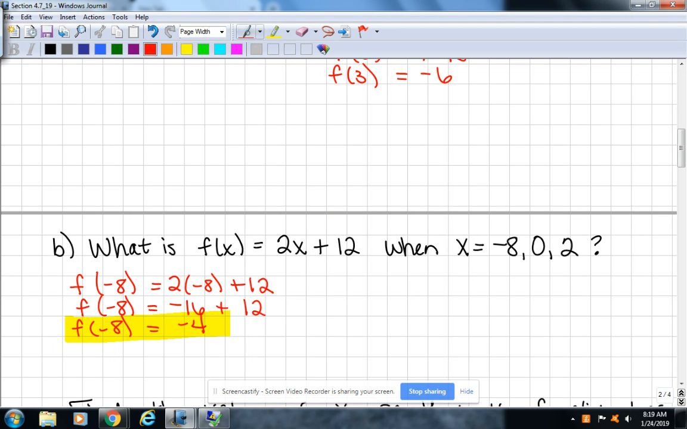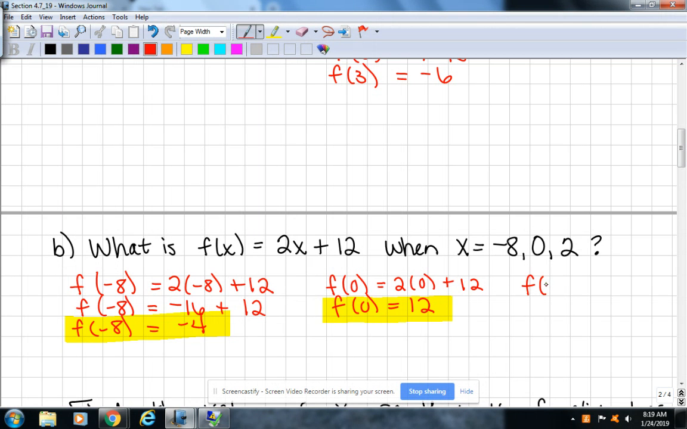Okay? Then I'm going to do the same thing with the other x values. So next we plug in which one? 0 for x. So the function at 0 is 2 times 0 plus 12. Well, what is that? 0 plus 12 is what? So that was nice arithmetic for us. The function when x is 0 is 12. So that line is hitting the point 0, 12.